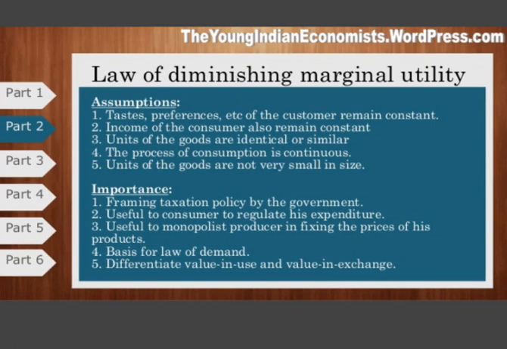Then thirdly, it's also useful to a monopolist in fixing the price of his product. So a monopolist considers the utility that is derived from a commodity, and this law in particular, to determine how much to charge on a product, because if it's a product that gives the consumer a higher satisfaction, they will charge a higher price. Then fourthly, it is the basis for the law of demand. The law of demand is actually derived from the law of diminishing marginal utility, and it is used to explain the law of demand.